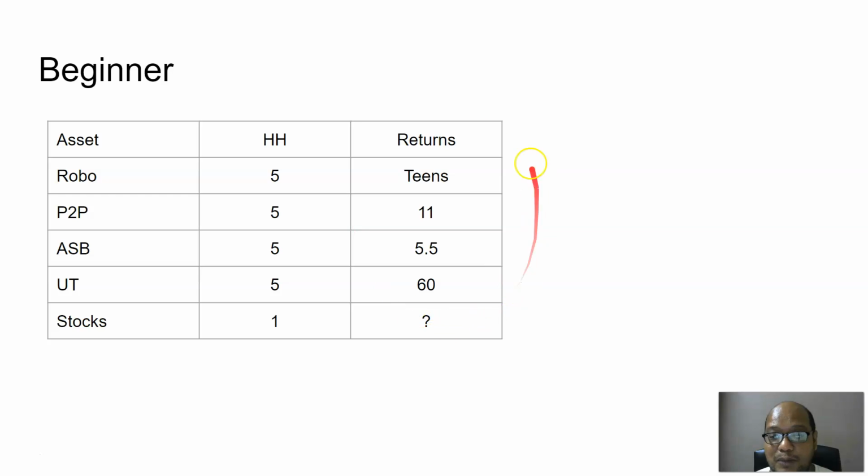The next thing that we may want to look at is the returns. I did a couple of episodes with regards to robo-advisory and looking at their returns, which tend to be in the teens. Peer-to-peer would be about 10 to 11%. ASB, as I mentioned to you, 5.5. With regards to unit trusts, I looked at the best performing unit trusts, and the top performing unit trust for Malaysia this year gave about 77% on a 6 months basis. It looks pretty attractive. And with regards to stock, that will depend on our scale.